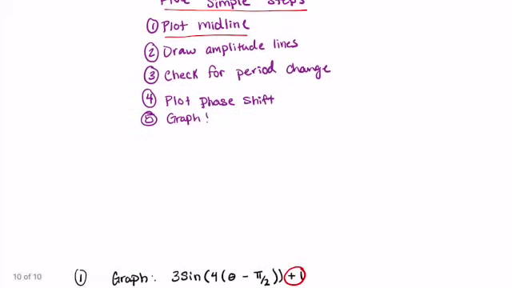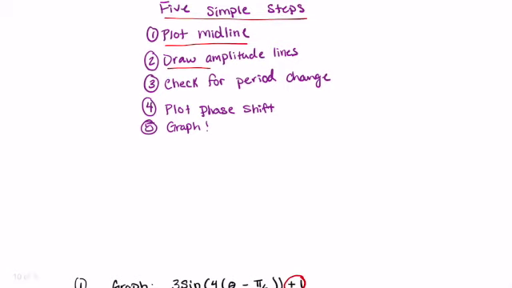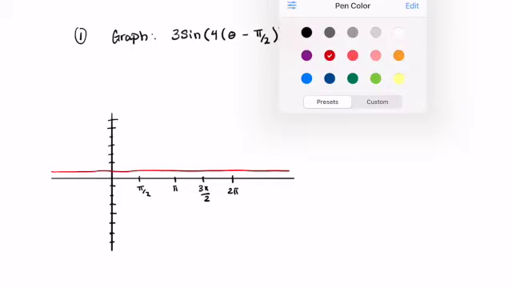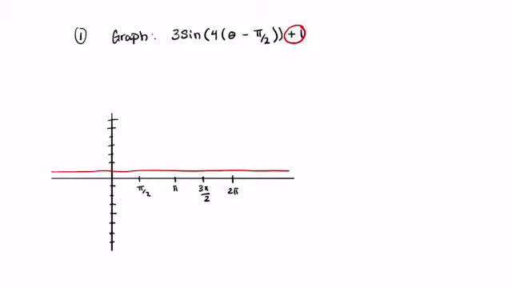My graph is going to be centered around the midline, so that's going to help me stay a little bit organized. Then I'm going to draw the amplitude lines. You don't have to do this. A lot of people probably don't. But again, it just helps me to stay organized. Now, your amplitude is always the number that is multiplying the trig function, and that tells us how far above the midline our maximums will be, and how far below the midline our minimums will be. So I'm going to be 1, 2, 3 above the midline, and I'm going to be 1, 2, 3 below. Okay?